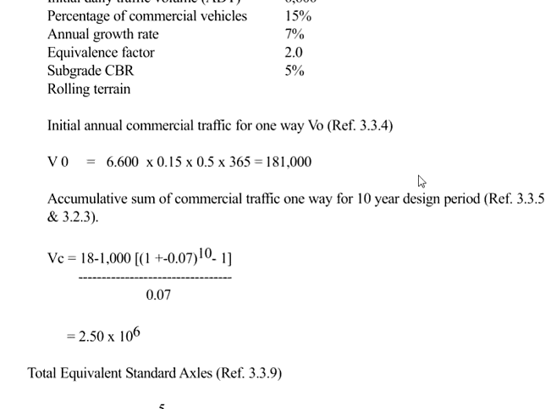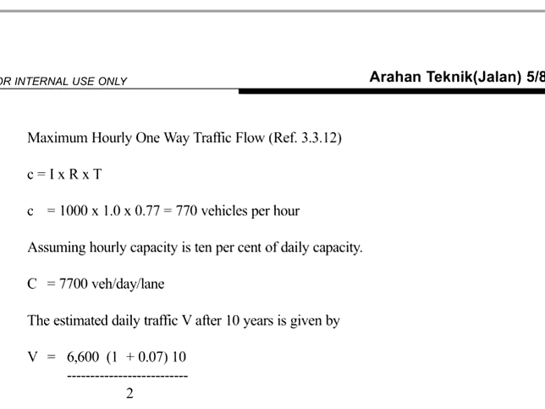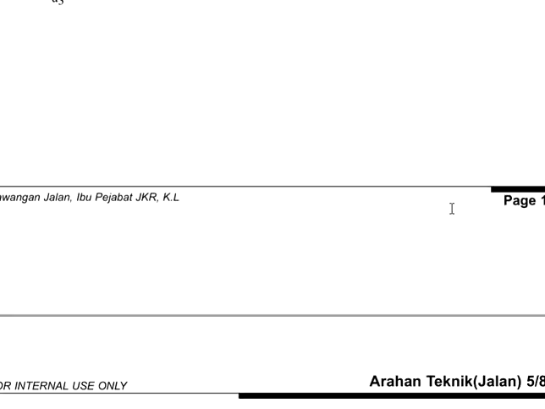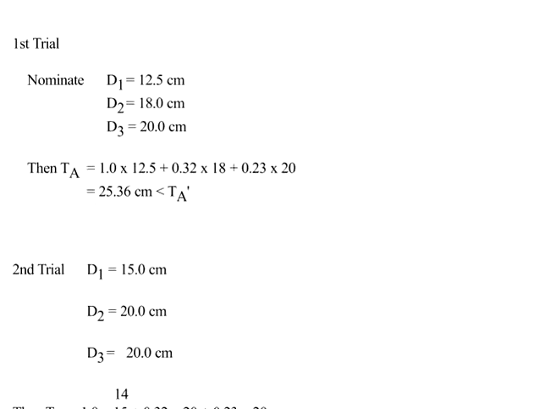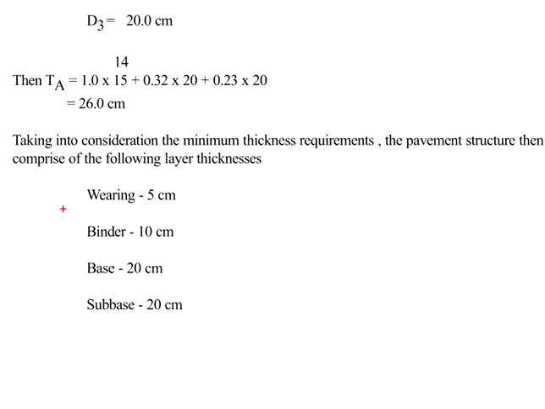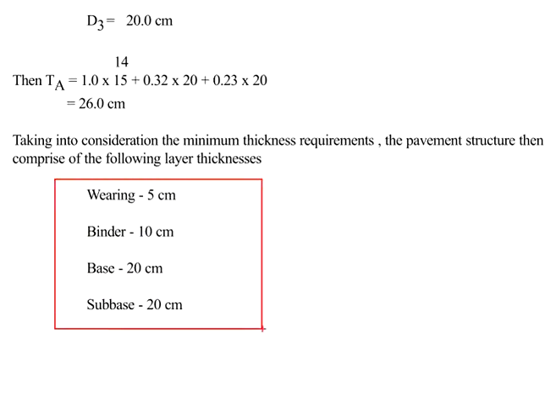With that, this is the worked example demonstrated by the Arahan technique for the thickness design. In the worked example, there were several trials in order to get the TA more than 26. The first trial did not acquire TA equals 26. Then it followed up with the second trial and eventually managed to get the TA equals 26. Ultimately, the proposed thickness of road layers are given here.